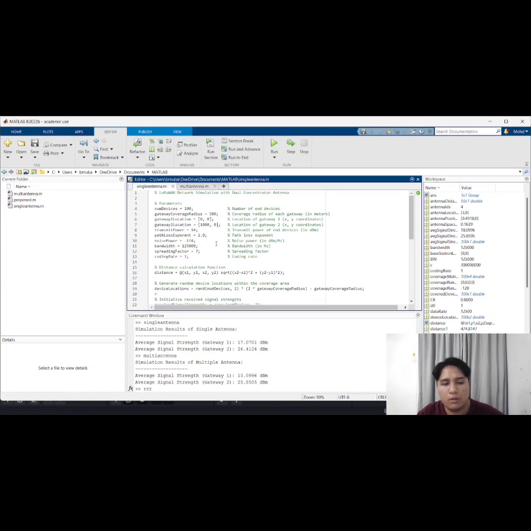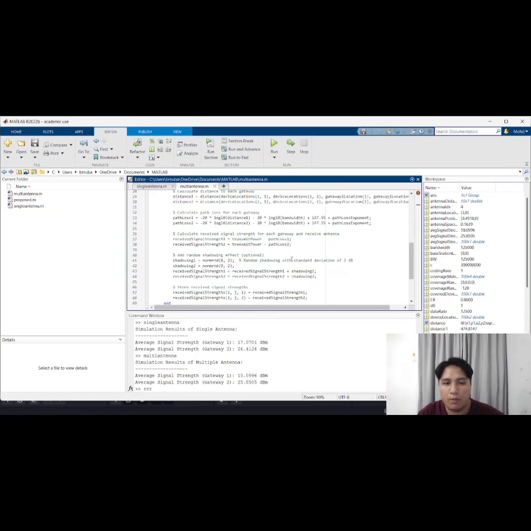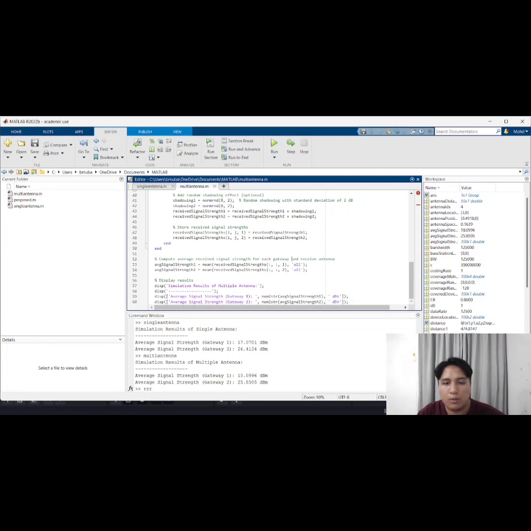Average signal strength, or in other words the received signal strength indicator, RSSI, is a measure of the power level of the received signal. A higher RSSI value indicates a stronger received signal, and it generally corresponds to a better coverage range. So if we see that this average signal strength is higher, it means that the coverage range is also better. We can conclude that our proposed scheme has managed to enhance the coverage range. As we can see, the average signal strength is better compared to a single antenna.